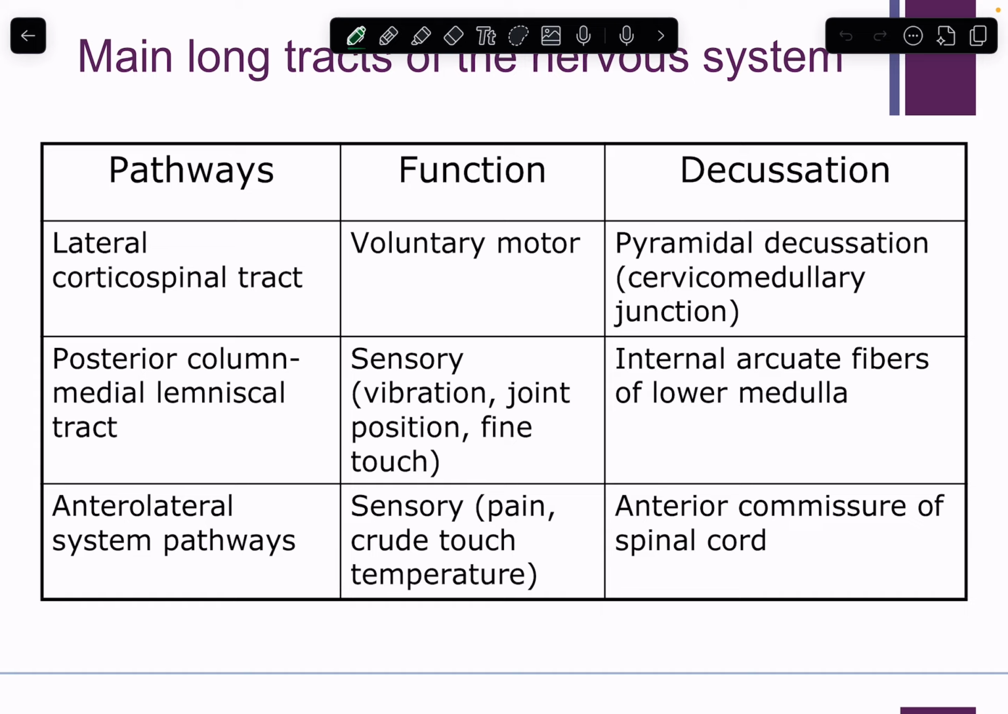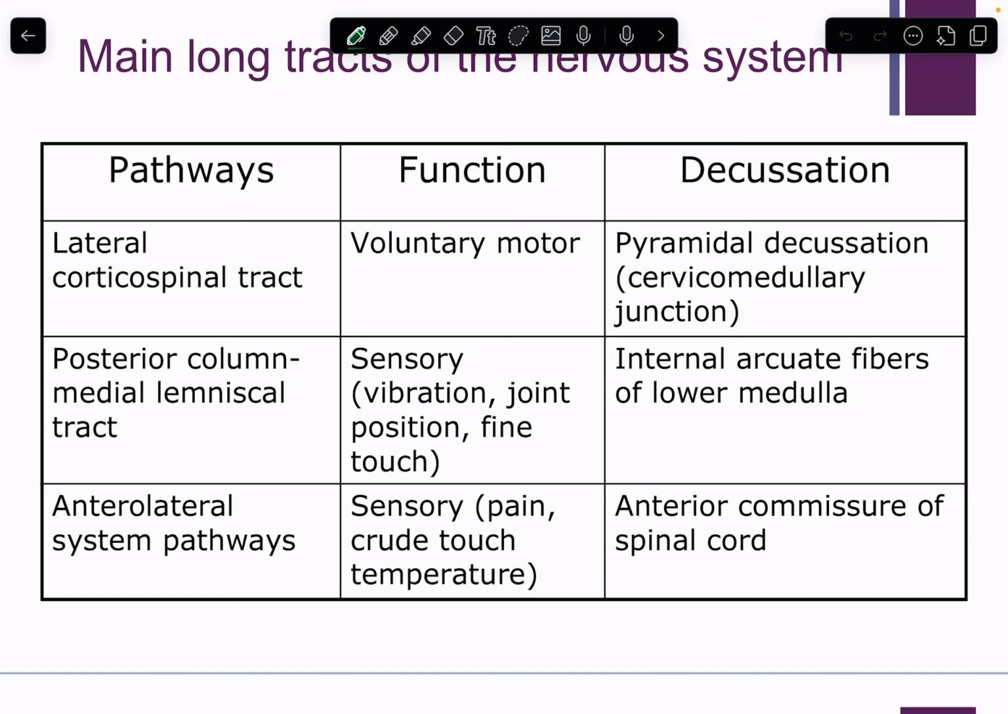Okay, so due to the decussation occurring in the spinal cord, a lesion in the anterolateral system will cause the loss of pain and temperature sensation on the opposite side of the body, below the level of the lesion of the spinal cord.